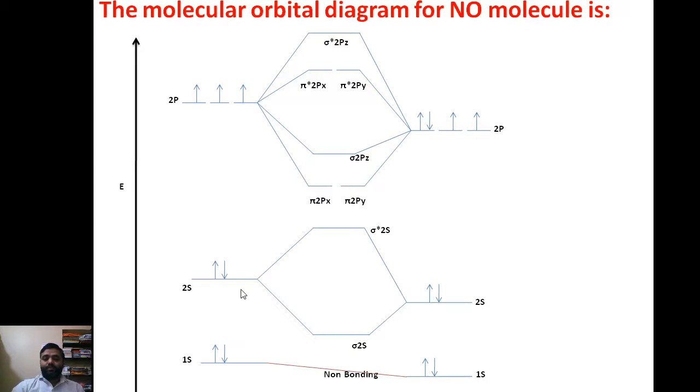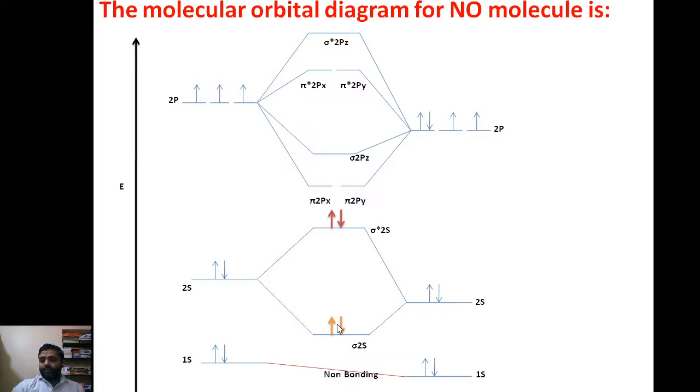Then the 2s orbital overlaps with the 2s. One is bonding, another is anti-bonding. The first electrons come in the lower energy level because lower energy is more stable. One electron comes from nitrogen and another electron comes from oxygen. That is 2. 4 minus 2 is equal to 2 electrons. The remaining 2 electrons go to the higher energy levels.